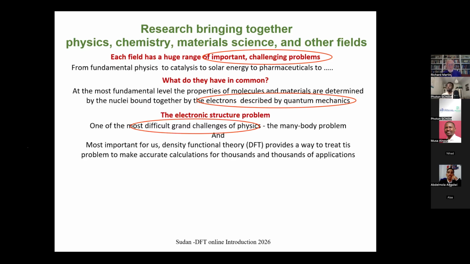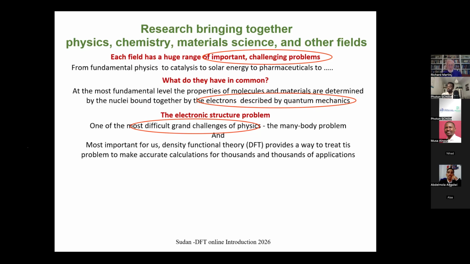And so therefore, we're studying the electrons. And this forms a field all by itself, the electronic structure problem. And as a field itself, it presents among the grand challenges of physics, the many-body problem. But for us, the most important thing is that there have been methods developed to treat this problem in ways that are very accurate. We don't have to be the geniuses that solve the grand challenge of physics.